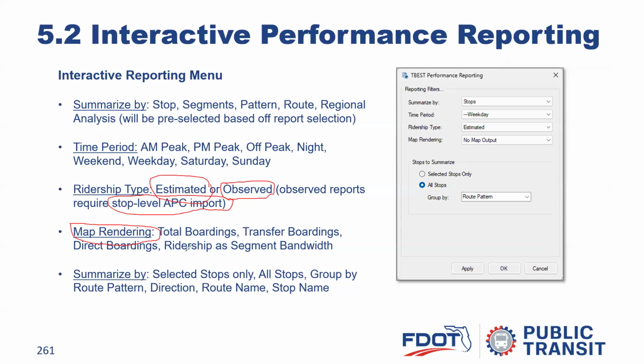One of the nice things about that is if you group by stop name, this will create a report for all your unique stops, right? Remember how T-Best has a stop for every pattern. We'll aggregate all of those patterns together by stop name at the same location, and then you'll have your ridership by stop name instead of distributed along for every pattern. So this is a handy reporting tool as well, and that applies to both estimated and observed ridership.